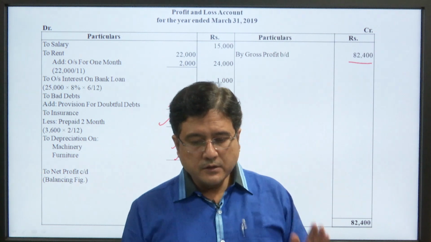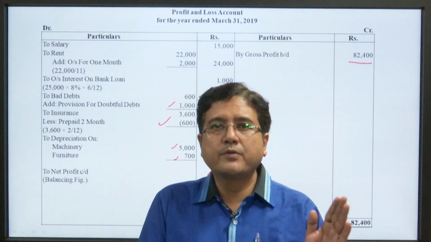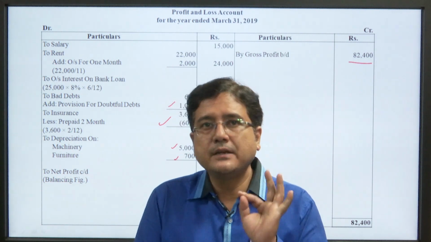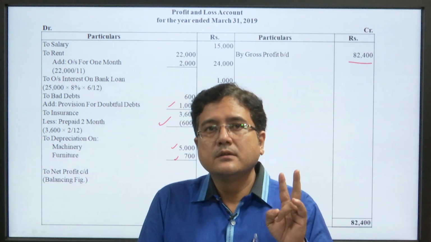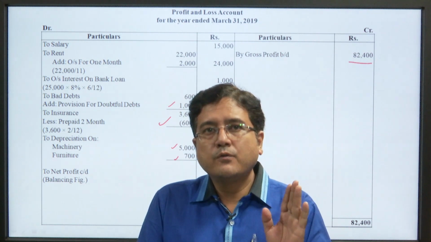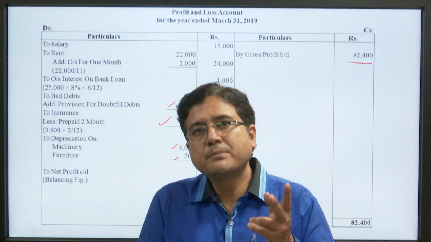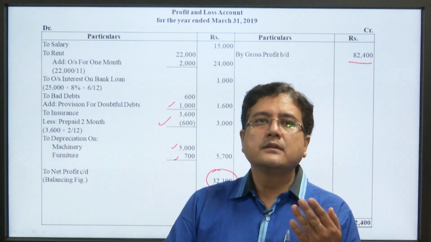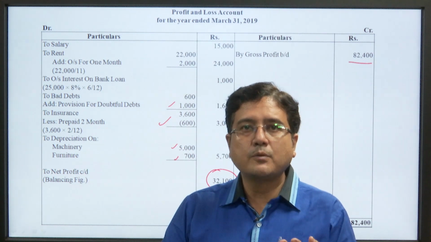So, we make it clear that all adjustments must be part of the trading or profit and loss account and the balance sheet. Here prepaid is 2 months, of the total amount paid 36,100, which includes 2 months prepaid, so we have to deduct 600 rupees as prepaid expenses from the insurance.